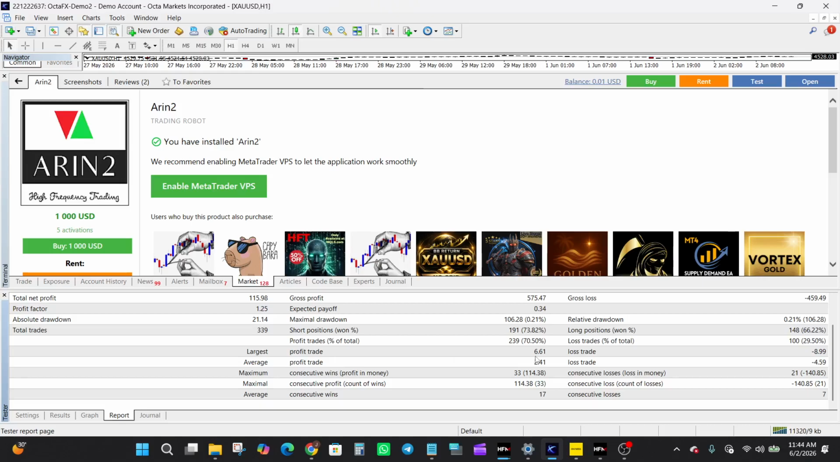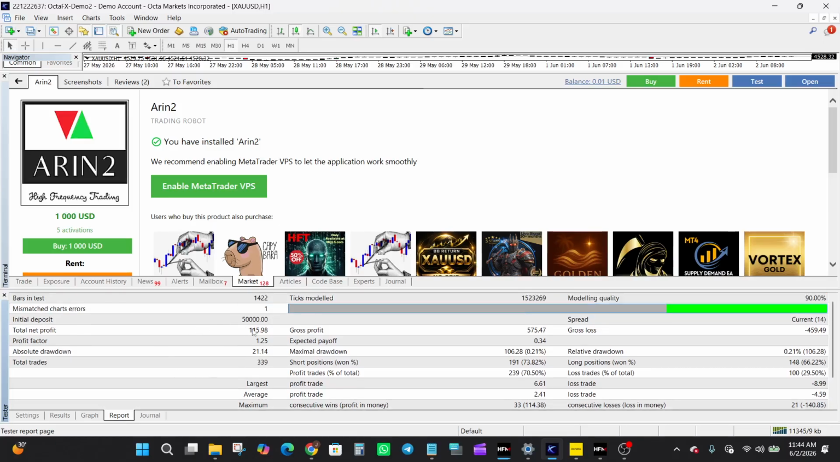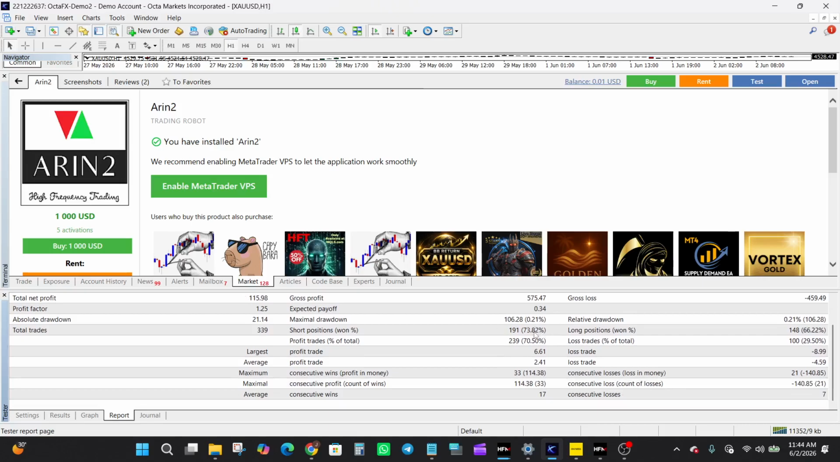Now, the largest profit was 6.61 and the largest loss was 8.99. The average profit was 2.41 and the average loss was 4.59. This tells me that, judging from the average profit and loss, the risk to reward ratio is pretty bad, but when you put the risk to reward side by side with the win rate, well, I'm not exactly surprised to have a positive net profit, even though the net profit is not exactly very big when you compare it with the deposit size. But at least the win rate is quite good enough, and it kind of compensates for the risk to reward ratio, even though it doesn't remove the fact that the risk to reward ratio is bad.